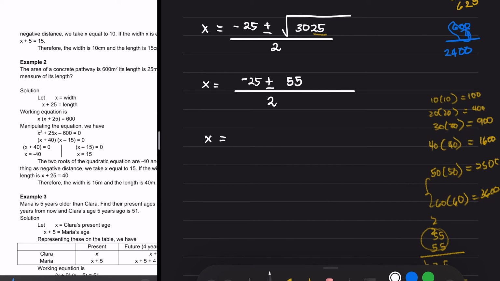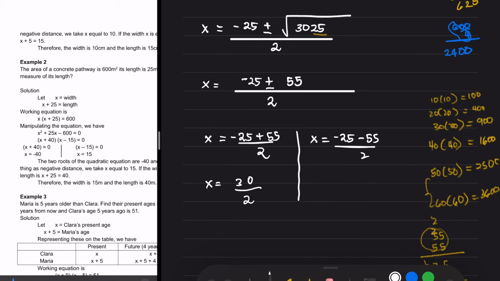Next. So, dalawa yung sagot natin dito. Paghiwalayin lang natin, separate lang natin. So, we have negative 25 plus 55 over 2 and negative 25 minus 55 over 2. Okay. So, first, value of x. Negative 25 at saka 55. Subtract nyo lang. 55 minus 25, that's 30 over 2.